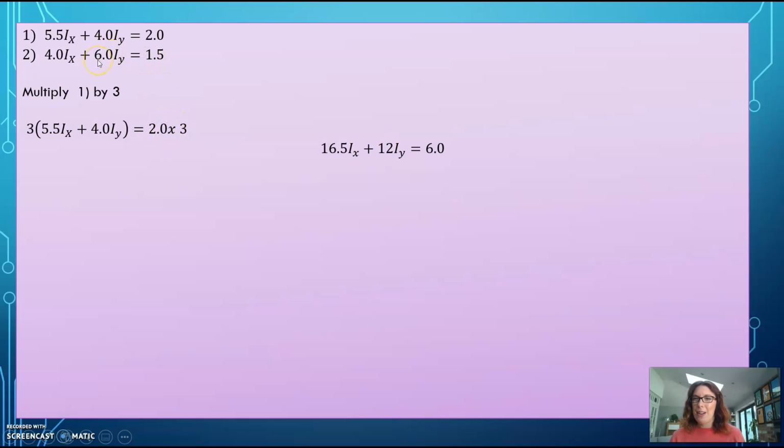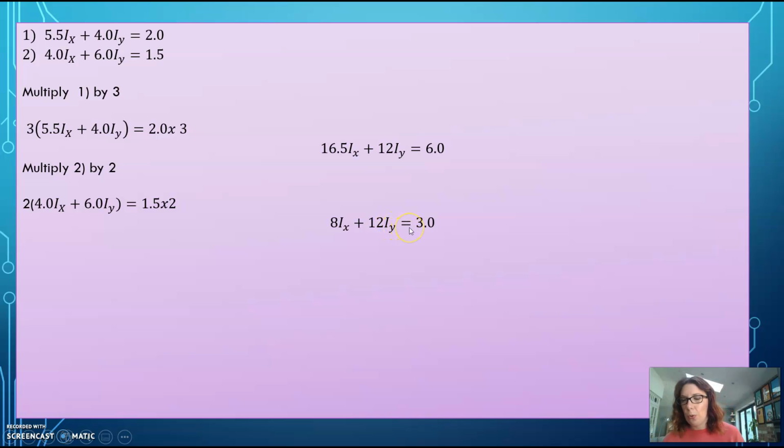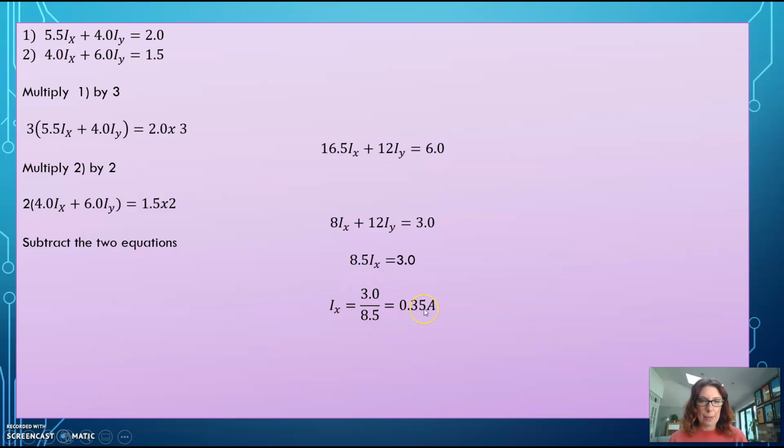To make this 12, I need to multiply number 2 by 2. So I'm going to multiply the second equation by 2. So 2 times that expression and 2 times the EMF. So I get 8IX plus 12IY, which equals 3. Right, I'm going to subtract the two equations because then I will subtract 12IY from 12IY and I get 0IY. So it gets rid of the term. So 16.5IX minus 8IX is equal to 8.5IX, which is then equal to 6 minus 3, which is 3. And I can rearrange this to get a current of 0.35 amps.